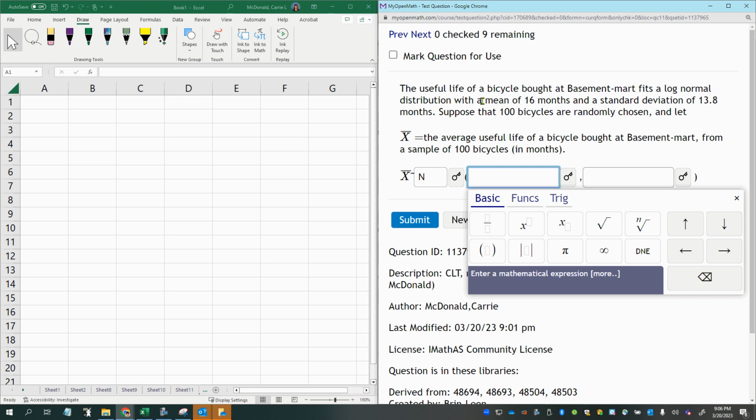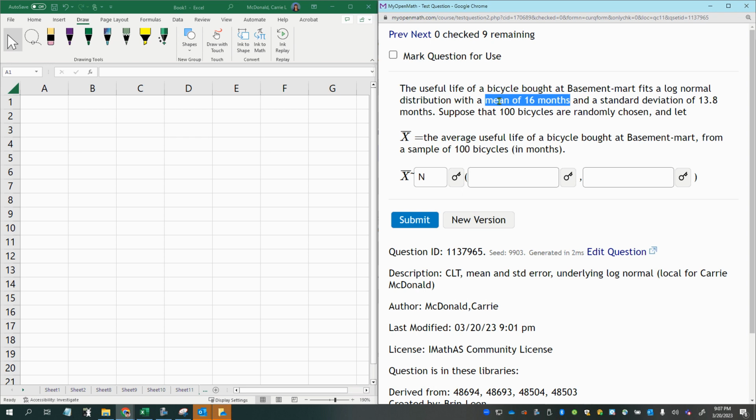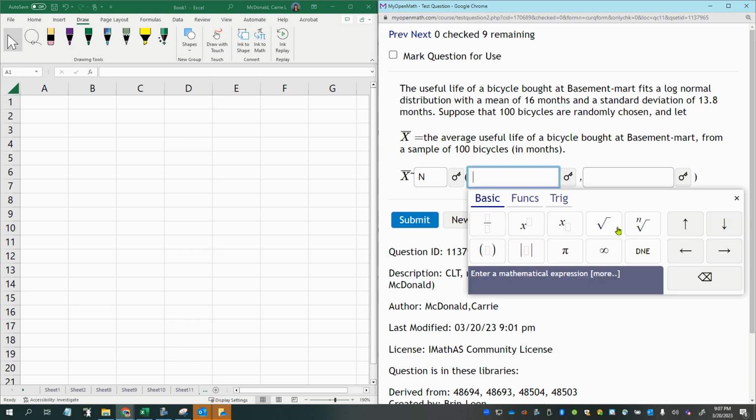So the mean, it was given up here as 16 months. Now that is for the original random variable, the single individual life of bicycles, but it also will be that for the sampling distribution. So the mean of the original x values will also be the mean of the sampling distribution. So we don't need to change that at all.